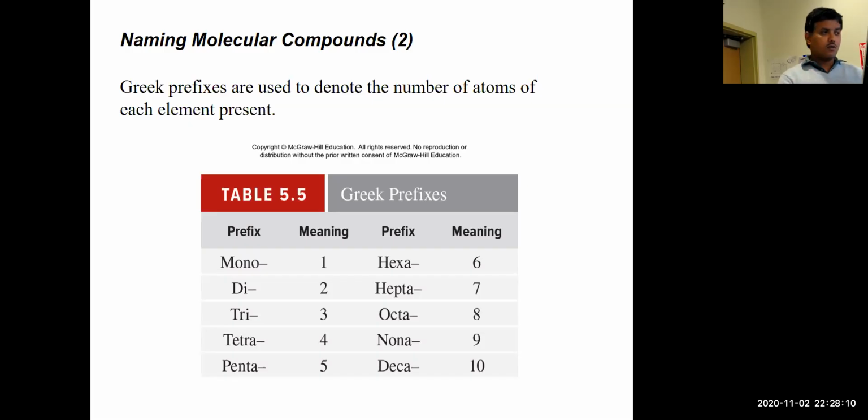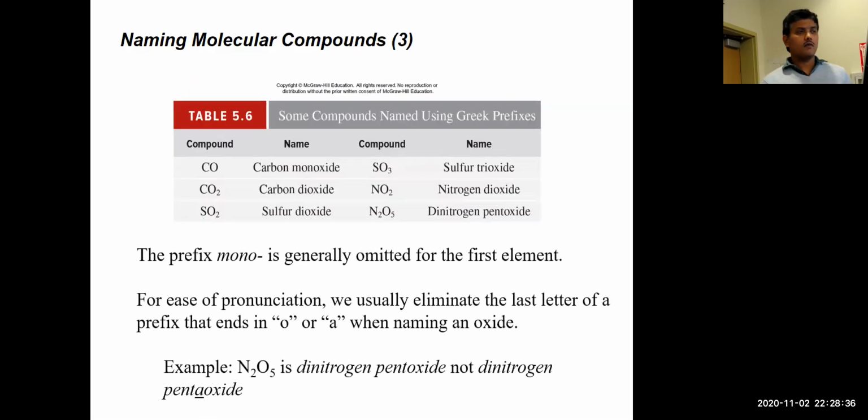For now, just know that mono is for one, and for two, we use di. For three, we use tri. For four, we use tetra. For five, we use penta. For six, we use hexa. For seven, we use hepta. For eight, we use octa. For nine, we use nona. For 10, we use deca. Okay. Most of these, for many of you, are so familiar by now. Now, let's put them into use.